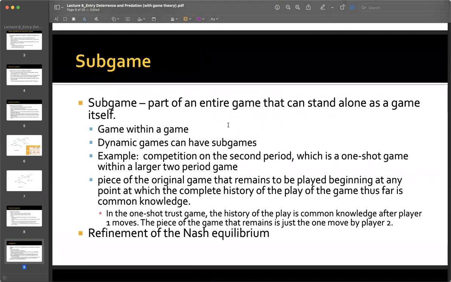So now let's talk about a sub-game. A sub-game is a part of an entire game that can stand alone as a game itself. So it's a game within the game. Dynamic games can have sub-games.